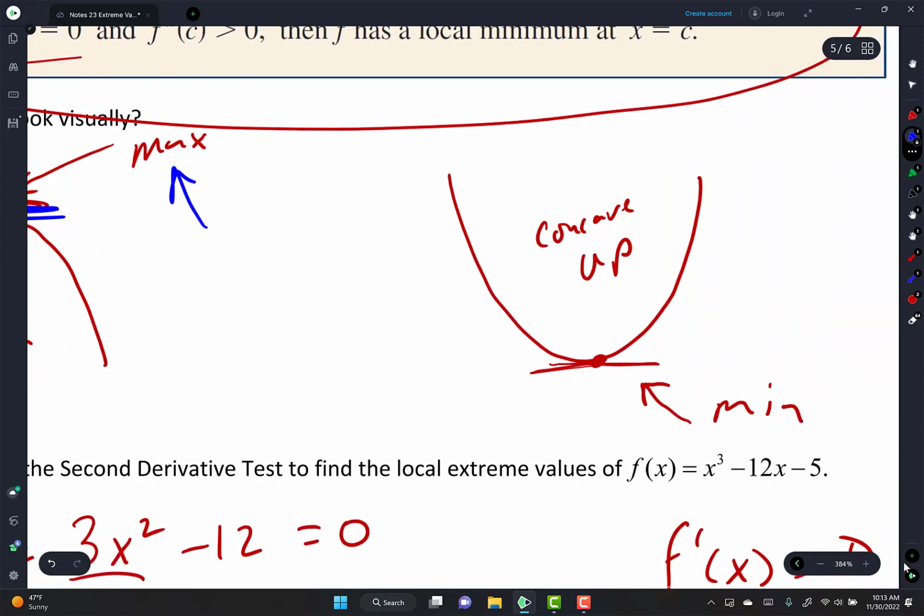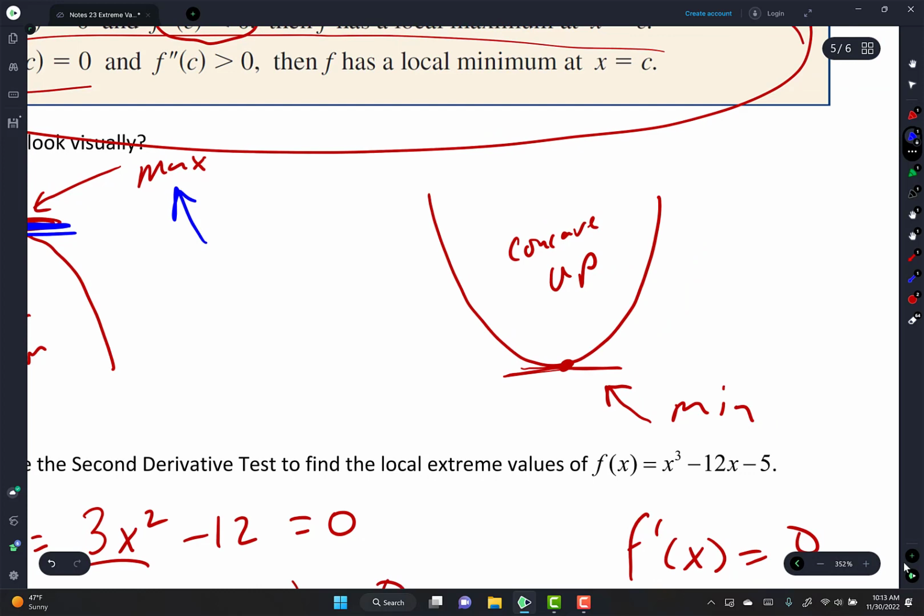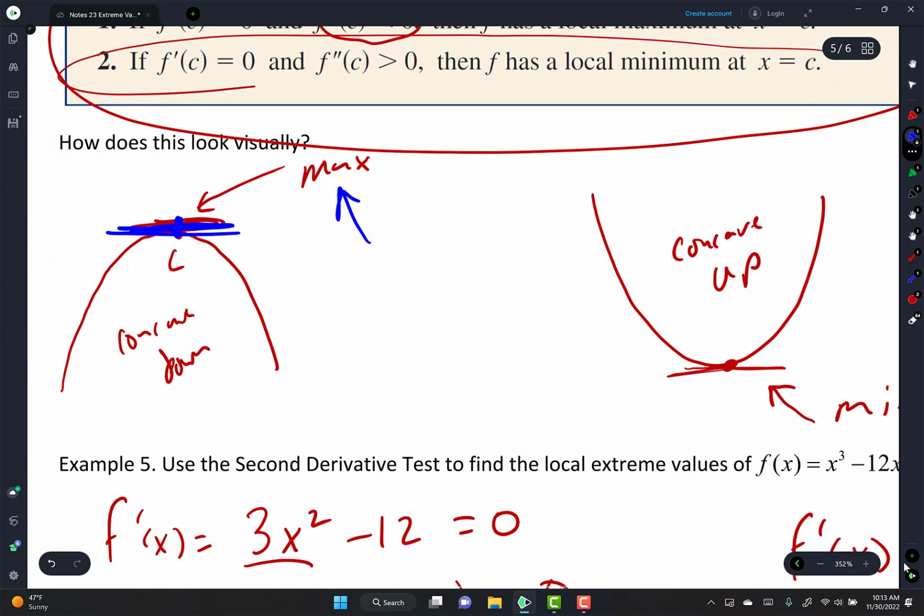If you're concave up and you have a horizontal tangent at that critical point, it's a min. And you've got to be able to visualize that in your head. Does that make sense?